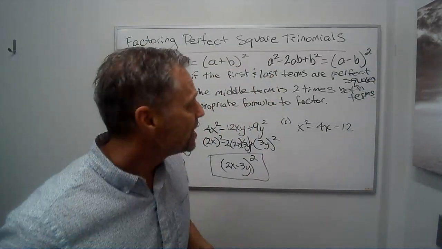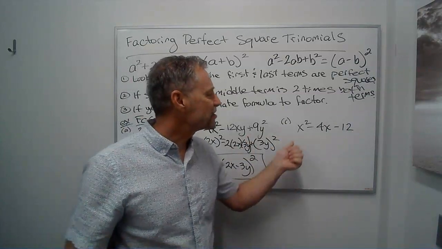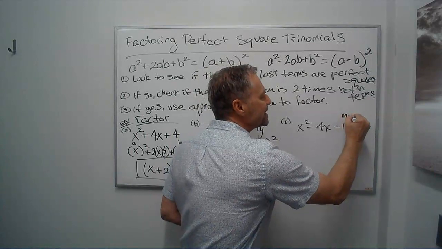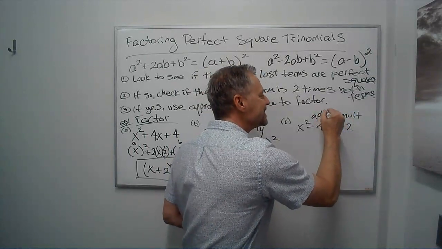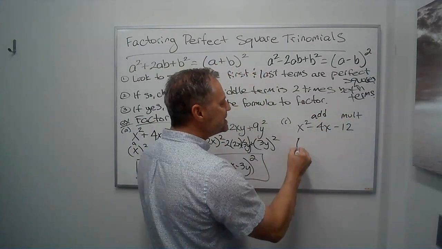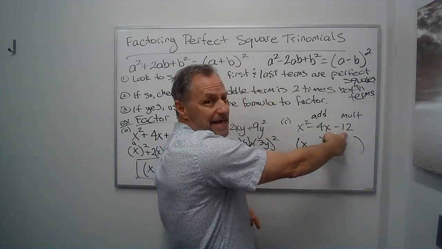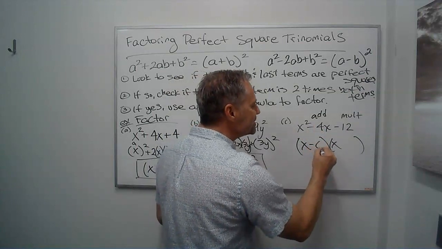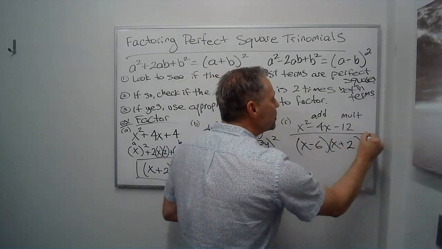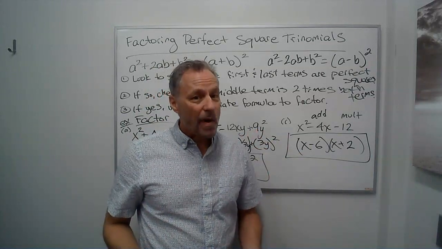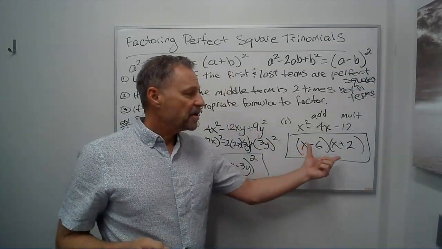So what am I going to do? Well, I'm going to factor how I normally factor. Okay, I've got an x squared here. So the 12, do I have two numbers that multiply to this that add to this? And yes, this is going to be x times x gives me the x squared. Two numbers that multiply to negative 12 that add to negative 4: negative 6 and positive 2. So it does factor. It's just not a perfect square trinomial, but we factor it.